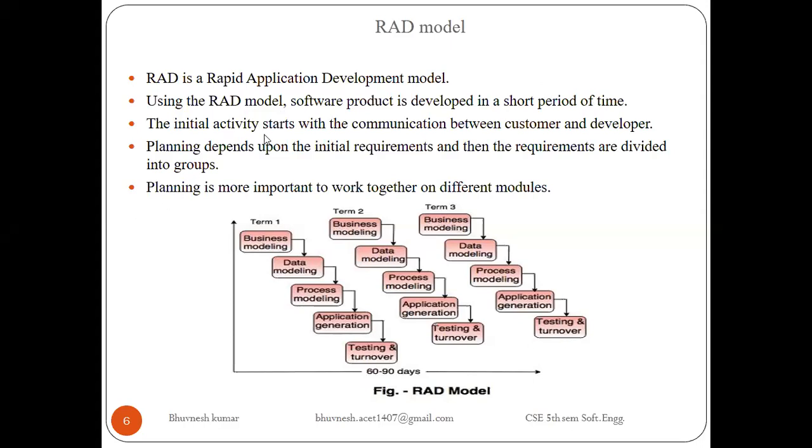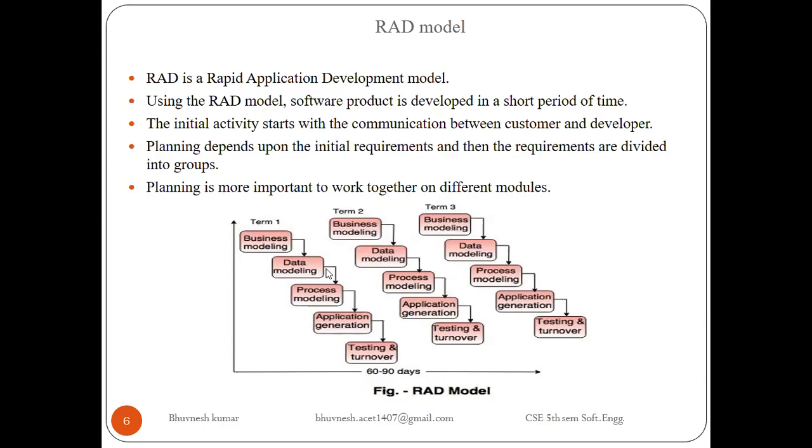The initial activity starts with communication between the customer and the developer. Then planning depends upon the initial requirements, and then the requirements are divided into groups. Only with communication will they start the product. Planning also depends only on the initial requirements, and planning is important to work together in different ways.